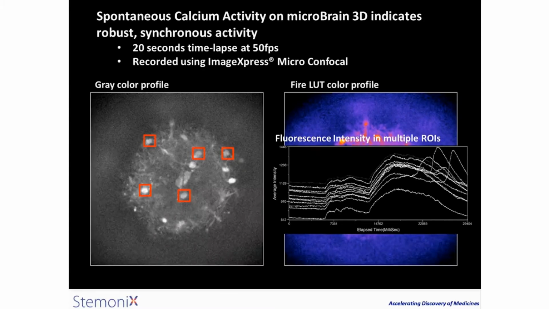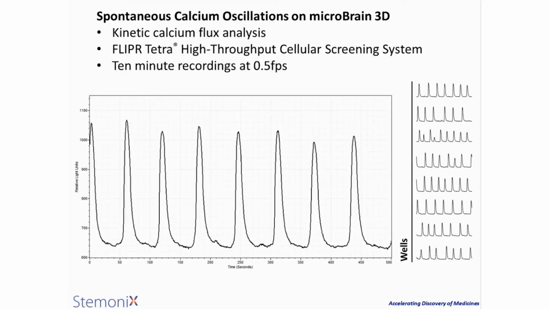We decided to ask if, instead of using a low-throughput microscope like confocal, where we're imaging one sphere at a time, we could capture the oscillations that we observe in a more high-throughput fashion, and use the FLIPR from Molecular Devices. So using the FLIPR, now we can capture the oscillations of this calcium that we observe in 3D in real time for the whole 384-well plate at the same time.